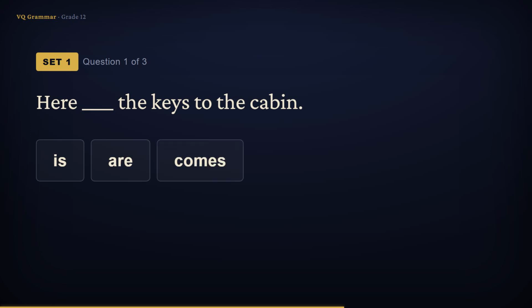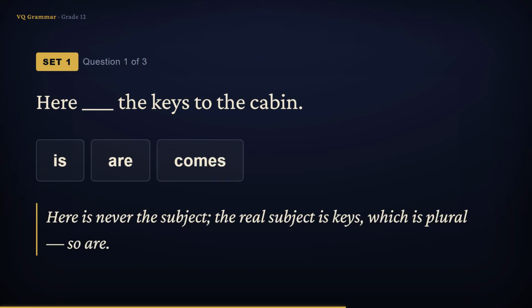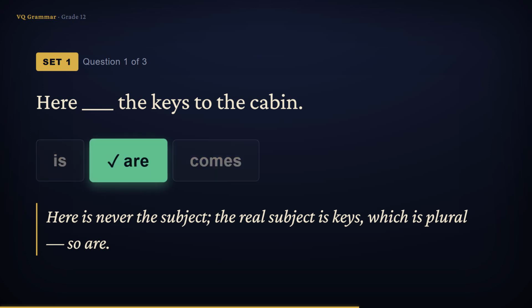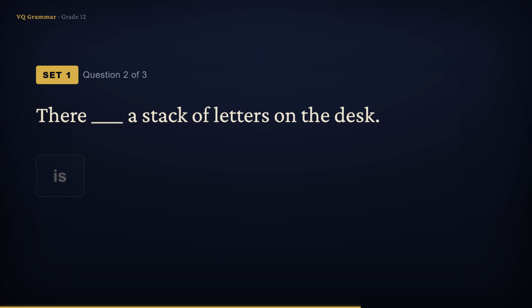Here blank the keys to the cabin. Remember, here is never the subject, so look right past it. The real subject is keys, and keys is plural, more than one key. So we need the plural verb. Here are the keys to the cabin. The answer is are.